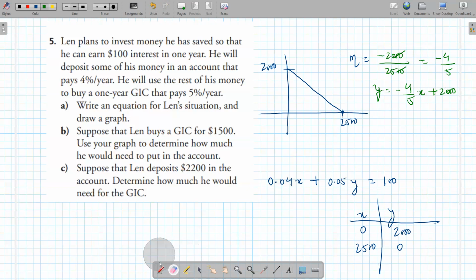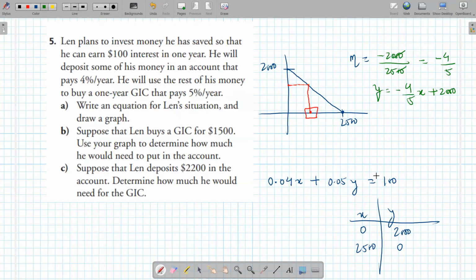To answer part B, suppose he puts 1500 for GIC, how much would he need to put? And this is a very rough sketch. Which one was GIC? GIC was the Y. So 1500 is a little bit more than halfway. Maybe that's 1500. You go across here, you come down across here, and that'll be the answer to part B.